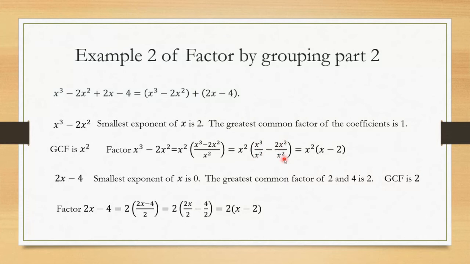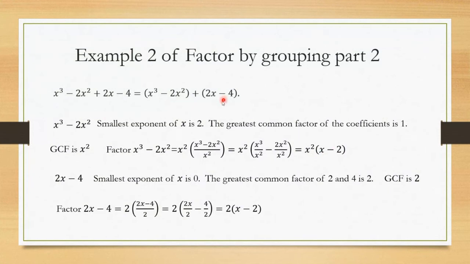Okay, you divide into each term. And what happens when you do that? Well, you're going to get x squared times x cubed over x squared. That's x, right? 2x squared over x squared, that's just 2. So we get this. Now that's from the first group.